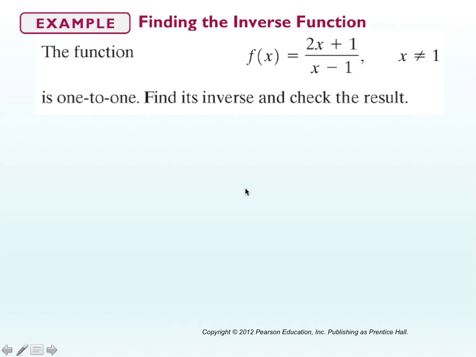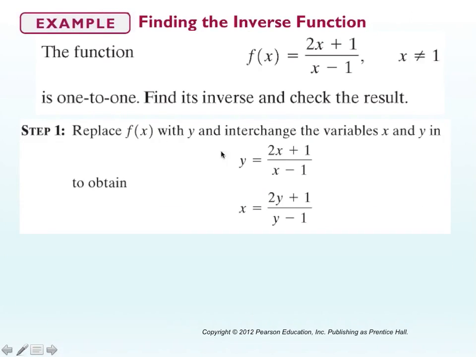So let's look at one more example of this. The function f of x equals 2x plus 1 over x minus 1, where x is not equal to 1, is going to be 1 to 1. So we want to replace f of x with y, so we just write it as y equals 2x plus 1 over x minus 1. And then we interchange our x and our y's. So instead of y, we write our x here. Instead of x's on this side, we write y's. So we have x equals 2y plus 1 over y minus 1.